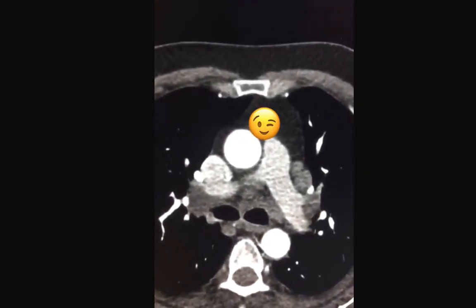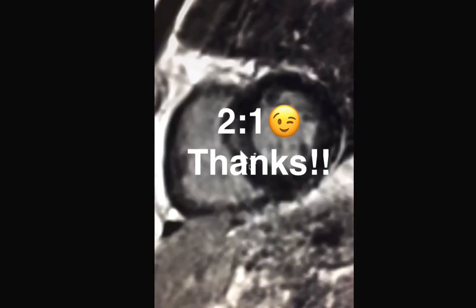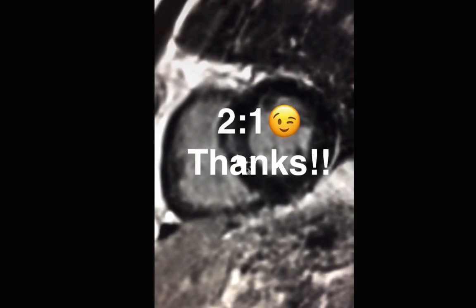And yes, one more final thing. This is the same case that I showed you the chest CT on just a while ago. So this is today's two-in-one kind of case.